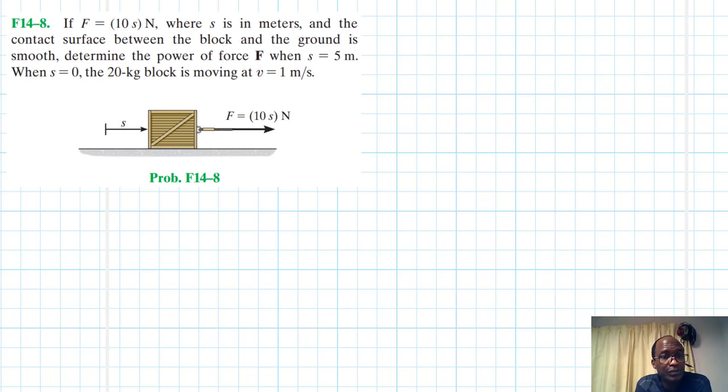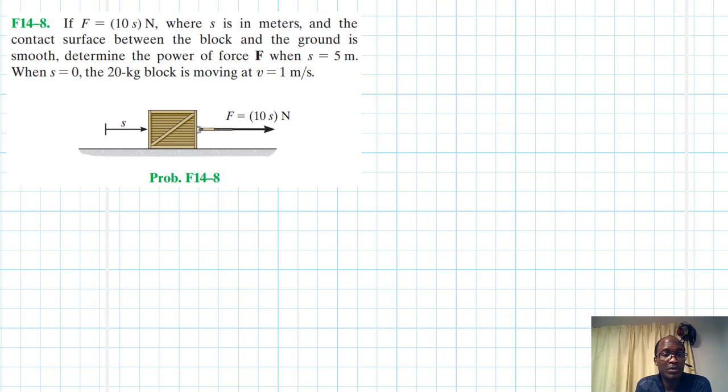The problem reads: if the force is 10 S, where S is in meters, and the contact surface between the block and the ground is smooth, meaning no friction, determine the power of the force when the displacement is 5 meters. When the displacement is 0 meters, the 20 kg block is moving at an initial velocity, or initial speed, of 1 meter per second.